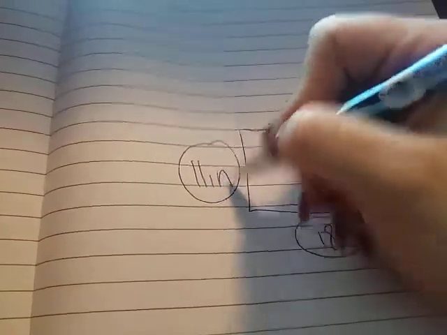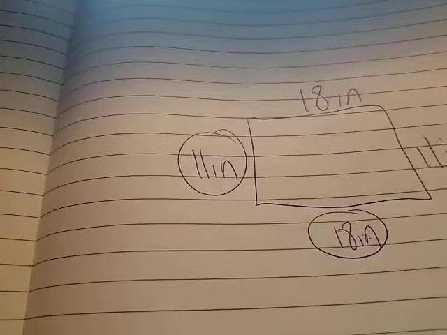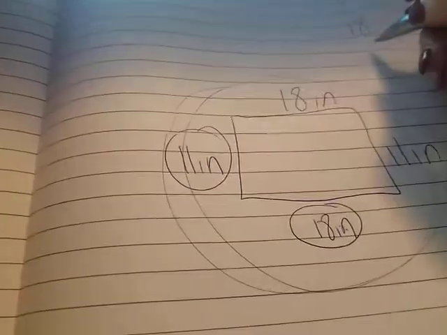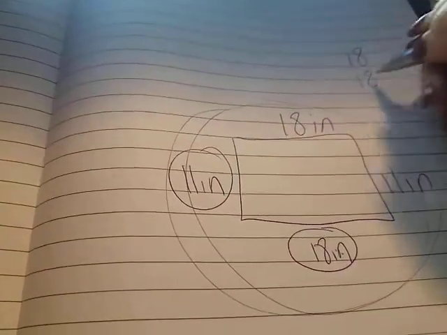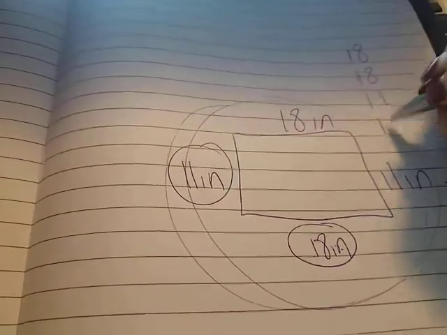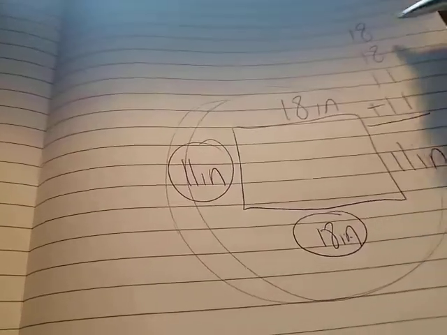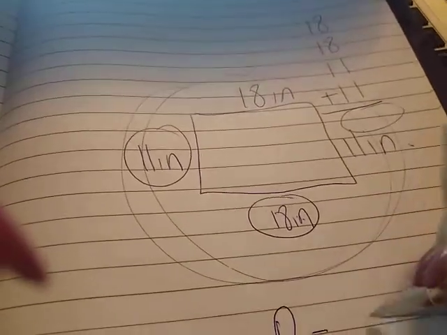Now, how do we find the perimeter? We add all the sides. So 18 plus 18 plus 11 plus 11. You can line it up like this, or you could break it down any way you want to. But once you add all those together, your answer will be your perimeter. Remember, P equals and then your answer.